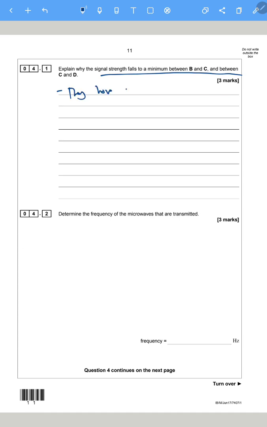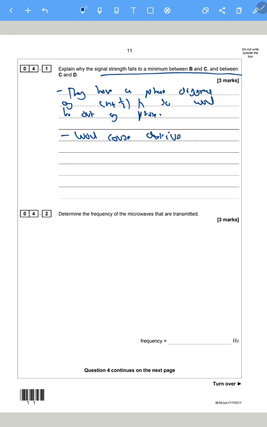They have a phase difference of n plus a half wavelength, so they would be out of phase, which would cause destructive interference, so the signal would fall in strength. Now, determine the frequency of the microwaves that are transmitted. So for frequency, wave speed equals frequency times wavelength.